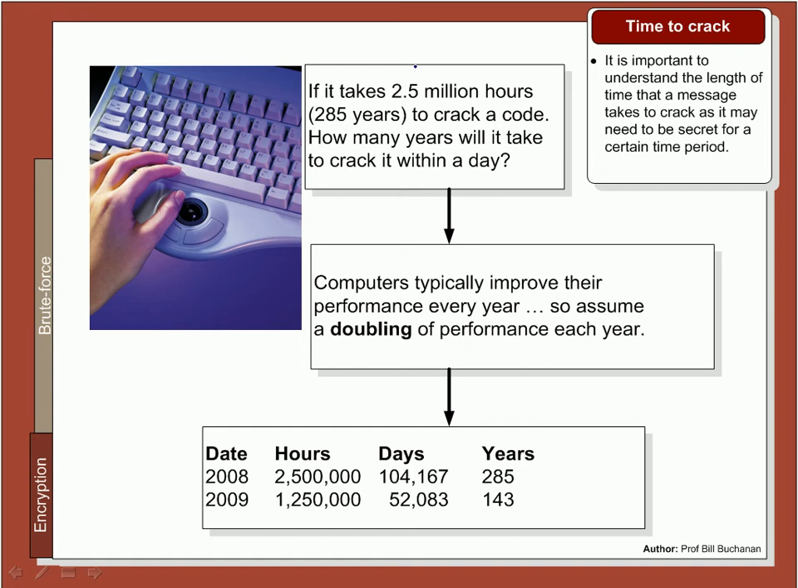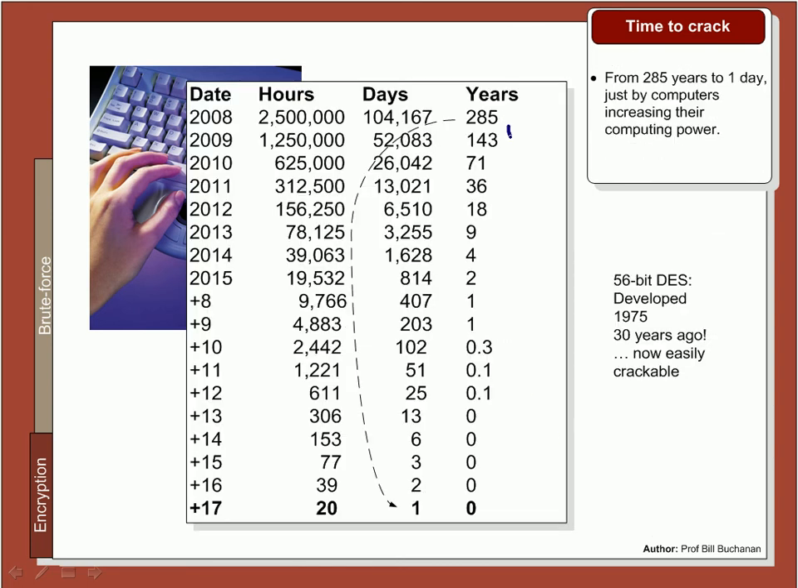Okay, so let's say it takes 285 years now. One thing that we do know is that computers typically increase their performance every year. So let's say that our computer systems are doubling in performance. This year it takes 285 years, next year it only takes 140 years. And then we can see that after only 17 years, we are down to 1 day.